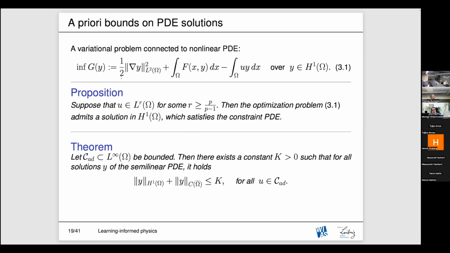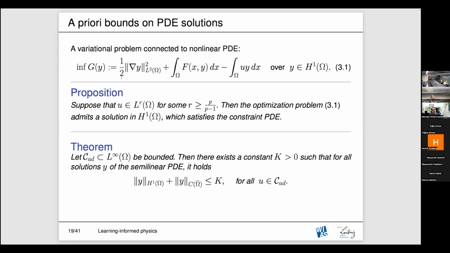Under such a setting, we are able to understand this specific semilinear elliptic PDE as a first order optimality condition or a Lagrange equation for a variational problem, which is highlighted up there, which is the inf of a capital G of Y, which tells us that we have the diffusive part as the first component, the homogeneous energy density, the capital F, as the second component, and the control acting here on the right-hand side in the last component.